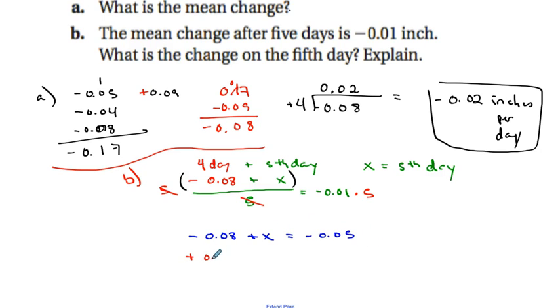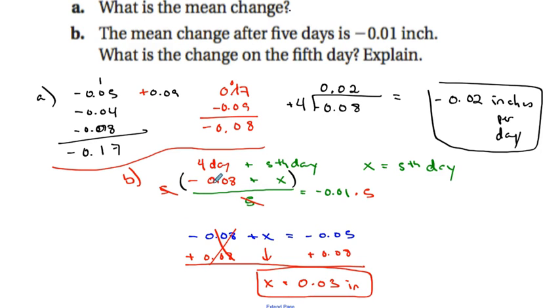So the algebraic way to do this is to add 0.08 to both sides. That will cancel that out, allowing me to bring down my x, and I have negative 0.05 plus 0.08, and I'll get a positive 0.03. So the 5th day, the change was actually 0.03 of an inch, which allowed me to get, so if I added the 4 days plus that 5th day, divide by 5, I'll get that negative 0.01. So this is the 5th day here.